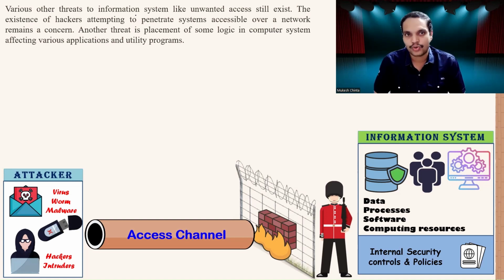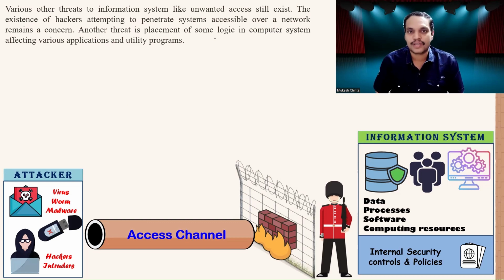So various other threats to information systems, like unwanted access, still exist. The existence of hackers attempting to penetrate systems accessible over a network remains a concern. In the earlier model, we were talking about providing security between two communicating parties. Here I'm trying to implement some security concepts for safeguarding my own information system. Of course, it has to be readily accessible via the internet, but making it readily accessible also makes it vulnerable to outside threats, isn't it? And also inside threats as well.